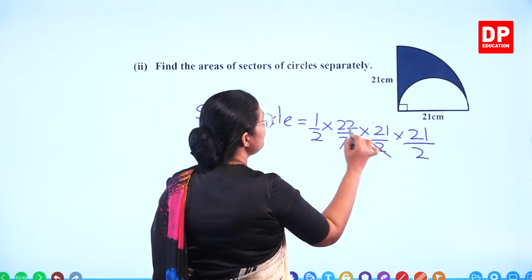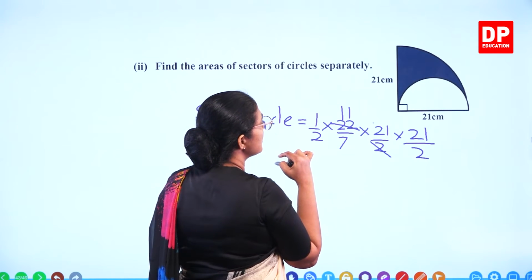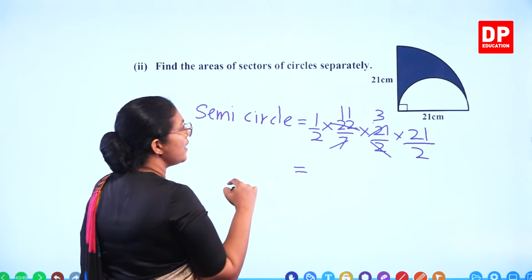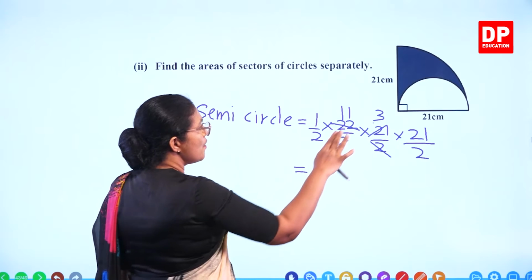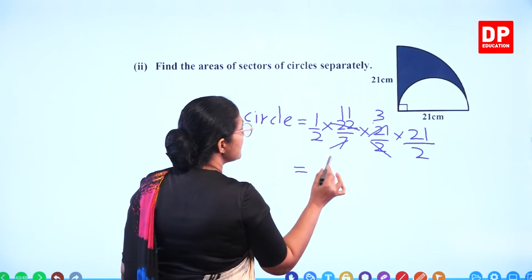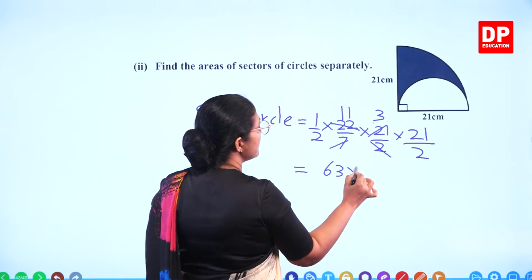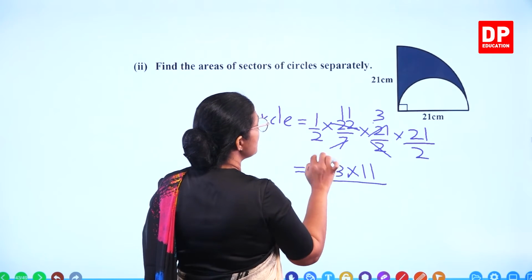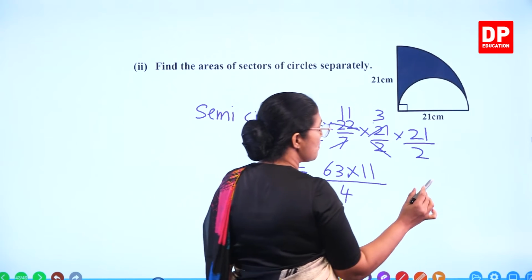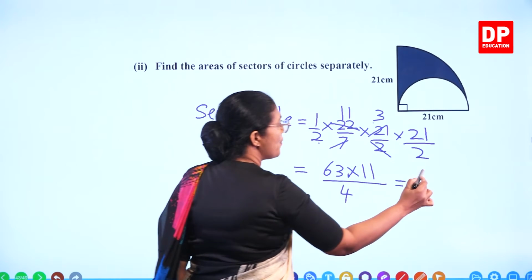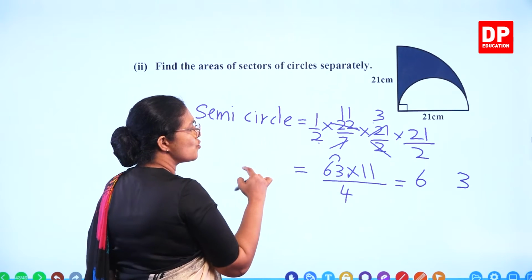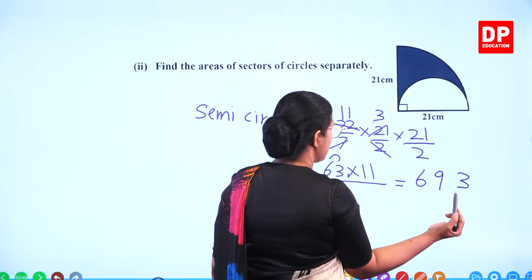2 gets cancelled out with this. 7 times 3. So you can multiply. 3 times 21 is 63. 63 times 11. What's the easiest way to multiply? The easiest way to multiply by 11 is you separate out the first digit and the last digit, and you have to add these two. 6 plus 3, you get 9.